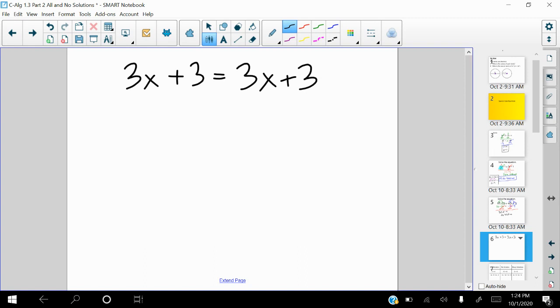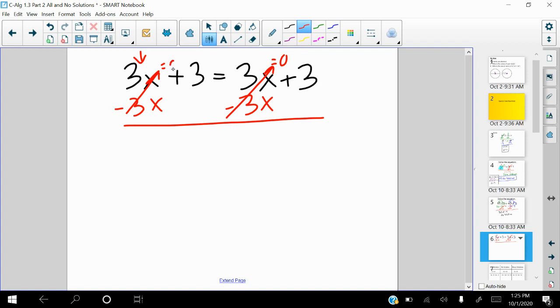So again, we want to look and see, can we simplify anything on either side of the equal sign? And no, we cannot. So we want to bring our variables over. I think I'm going to bring my variables to the left-hand side here. So when I subtract 3x, this goes to 0, which is good. But again, we're noticing that, well, this also goes to 0. We drop down everything else, and we're left with 3 is equal to 3.